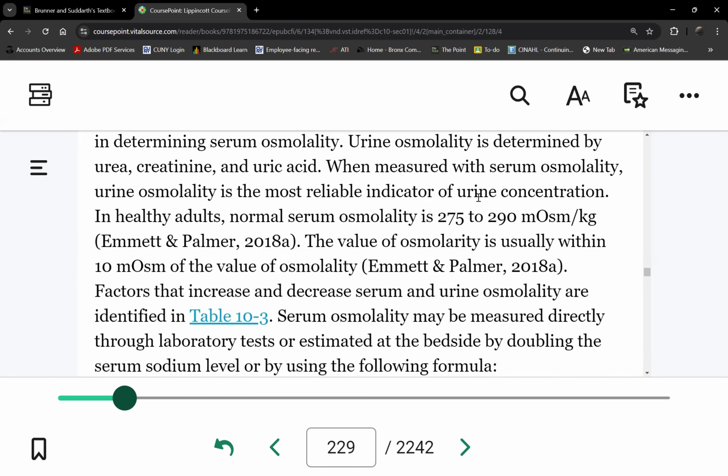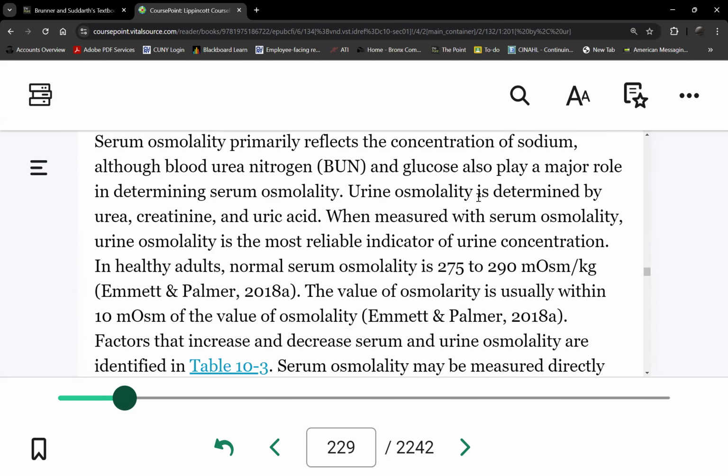Another example mentioned here, let's stay with the urine. We have two things here. Urine osmolality, or osmolarity if you want to call it that, or also urine specific gravity. Now let's take a look at it one at a time.